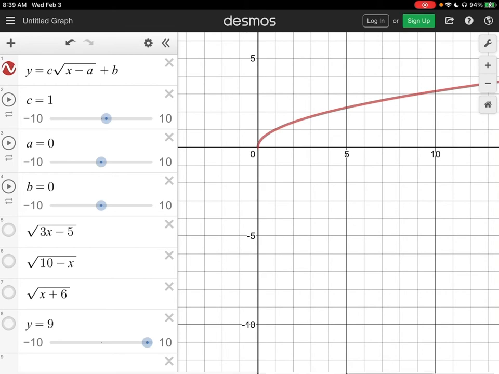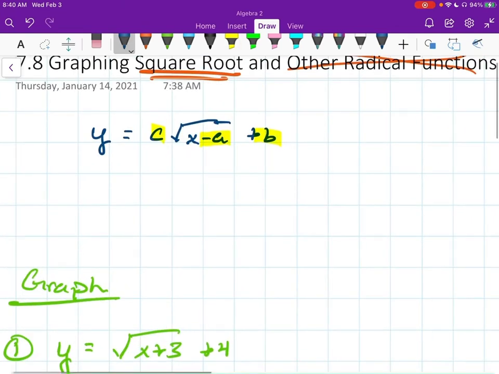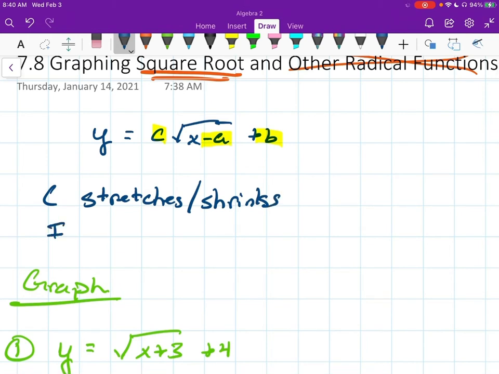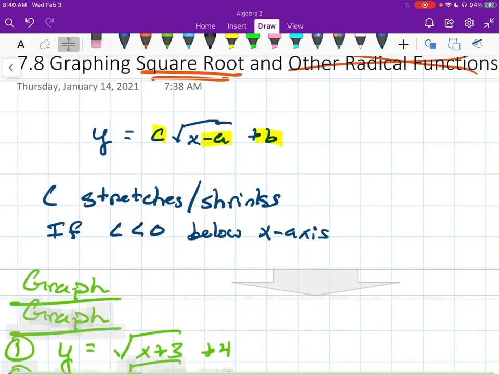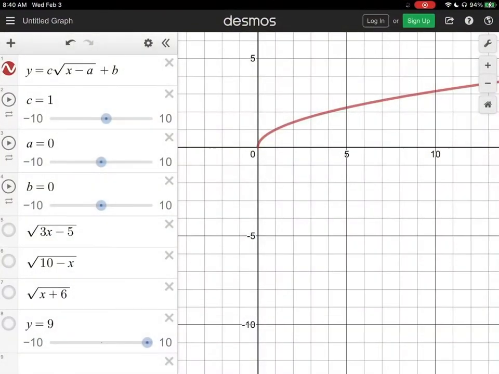So if you're the number in front of your root, let me go back here. C stretches or shrinks. And then if C is less than 0, we reflect it over the axis, or we'll just say it's below the x-axis, all right? And again, you're only going to care about c equals 1 and c equals -1 for our homework. All right, let's look at a, and we'll see what a does.